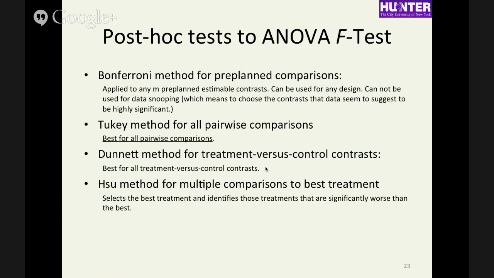The Bonferroni method is actually very simple. If you do 3 tests, all it does is multiply each of your p-values by 3. So it means that your p-value, in order for that comparison to be significant, is going to have to be less than 0.05 over 3. That's all the Bonferroni correction is.